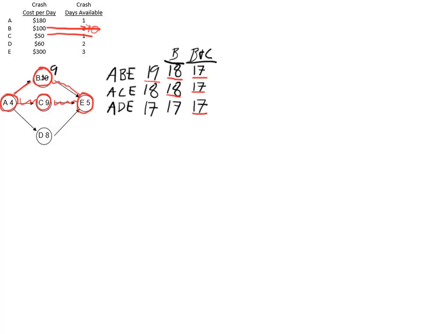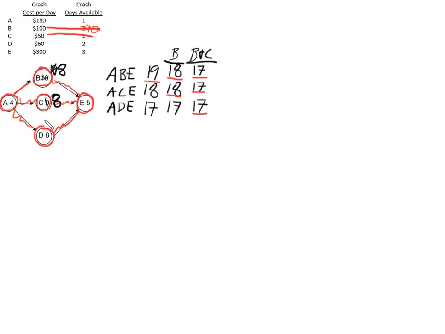Oh, yes, I should update my drawing here and say this is critical and D is critical and this is critical. And then if you want to update the numbers, you don't have to, but if it's helpful. B's been crashed twice and is down to 8 days. C was crashed once and is also down to 8 days.